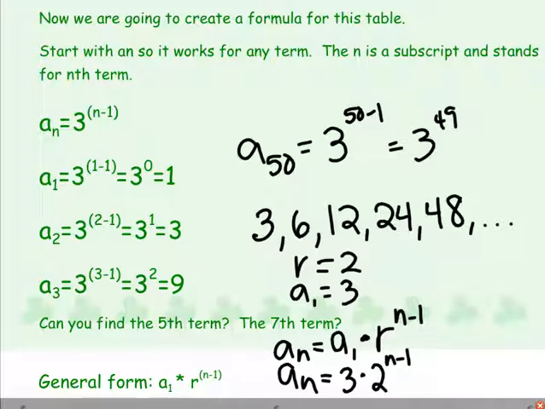We actually have to leave it there because exponents come before multiplication in order of operations, so we could not put that as 6 to the n minus 1. That is not the same thing. But we could find something like a sub 10 and say a sub 10 would be 3 times 2 to the 10 minus 1. Or a sub 10 is 3 times 2 to the 9th power. And we could multiply that out and find my 10th term.